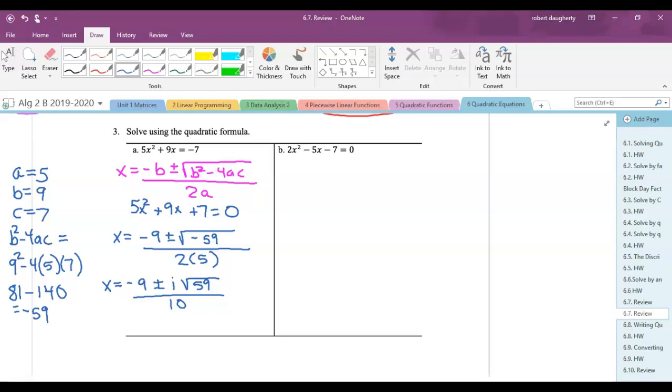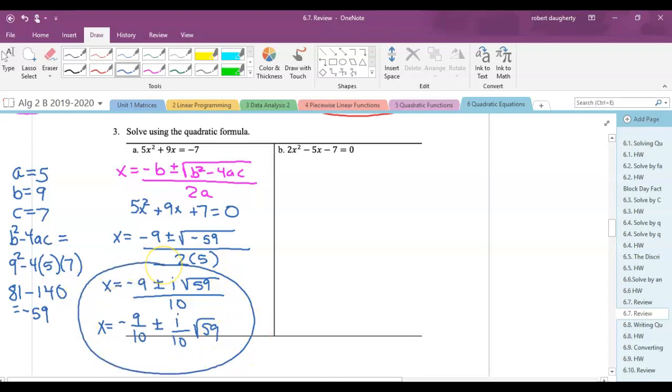The other option is you write it x equal negative 9/10 plus or minus i over 10 times the square root of 59. Either of these should be sufficient answers for this.